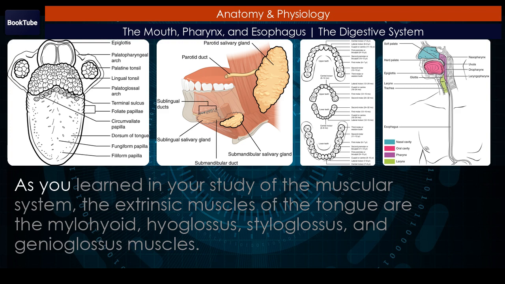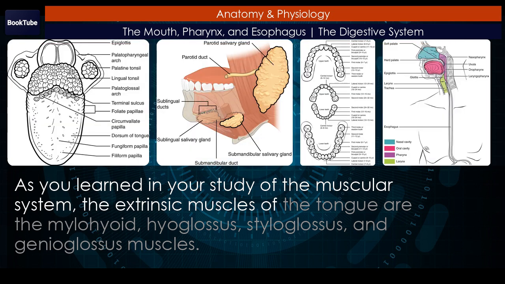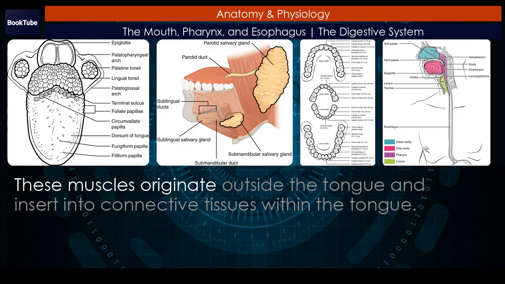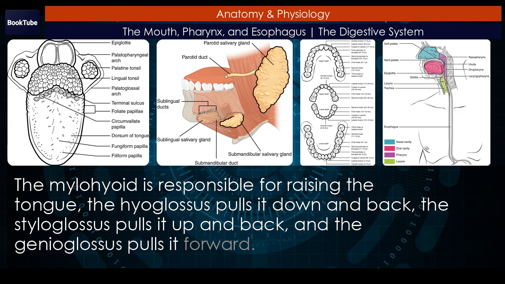Having such a flexible tongue facilitates both swallowing and speech. As you learned in your study of the muscular system, the extrinsic muscles of the tongue are the mylohyoid, hyoglossus, styloglossus, and genioglossus muscles. These muscles originate outside the tongue and insert into connective tissues within the tongue. The mylohyoid is responsible for raising the tongue. The hyoglossus pulls it down and back. The styloglossus pulls it up and back, and the genioglossus pulls it forward.